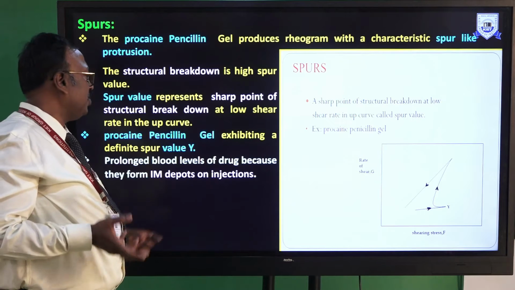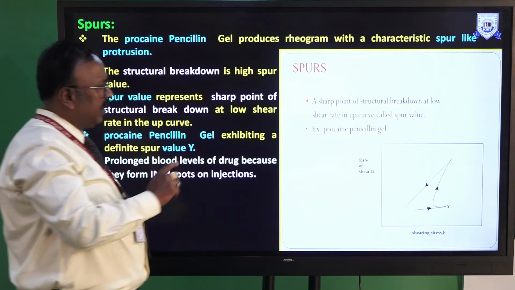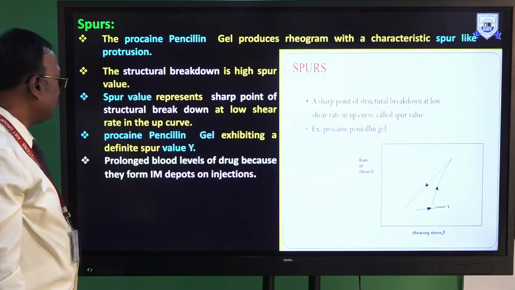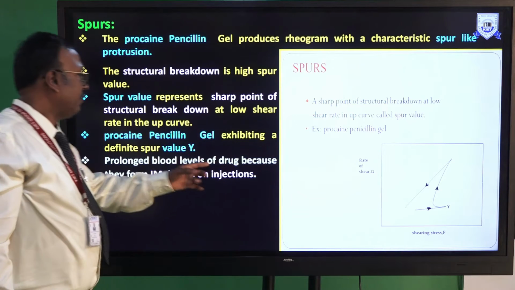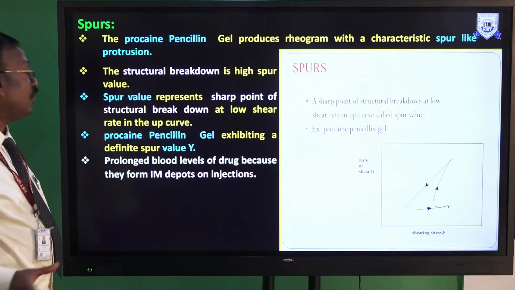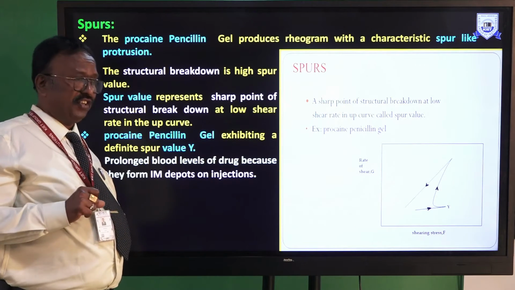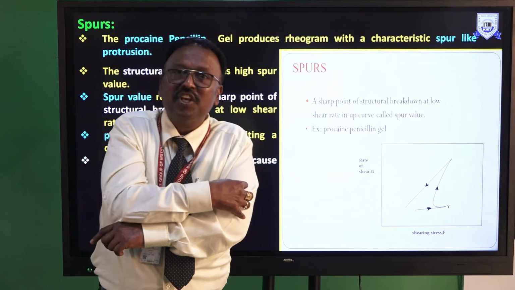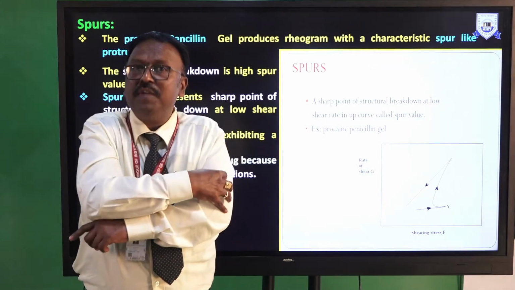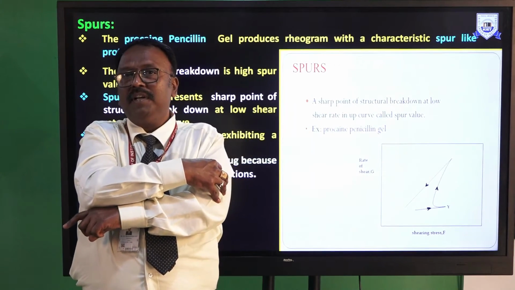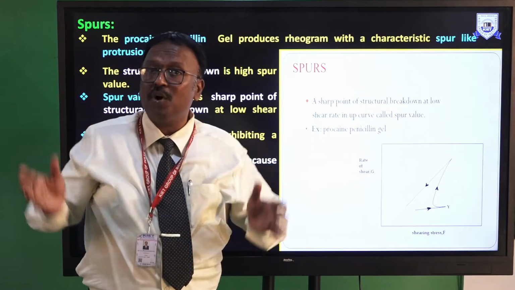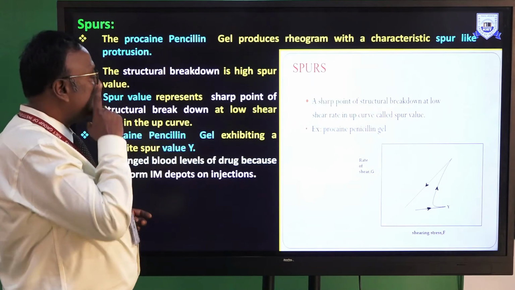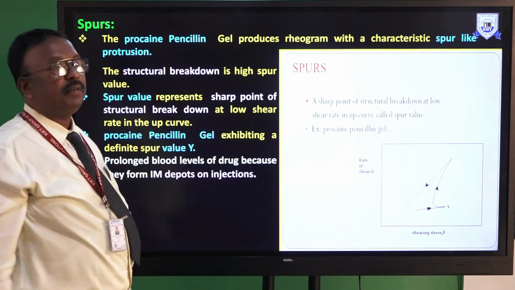Example, procaine penicillin G exhibits a definite spur value. This value is called the spur value, which procaine penicillin G gives. That means a prolonged blood level of the drug, because they form an intramuscular depot in injection form. Once the injection is given, they form a depot in the muscle. From that depot, the drug is slowly distributed throughout the body because of these spurs. For that reason, this concept plays an important role, especially in the case of procaine penicillin G.